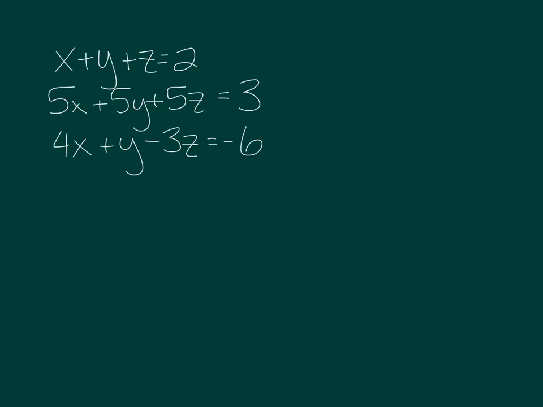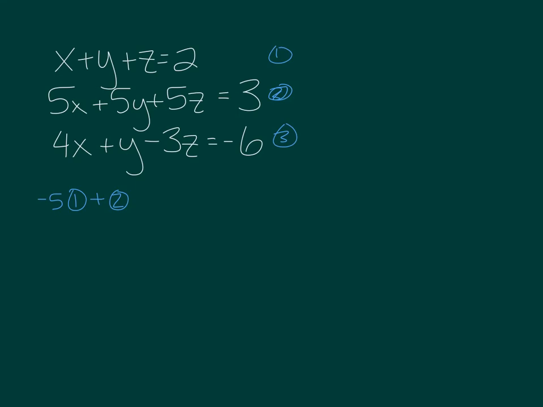Okay, our last example of the day is the system x plus y plus z equal to 2, 5x plus 5y plus 5z equal to 3, and 4x plus y minus 3z equal to negative 6. So there are no straightforward hints here, so we just have to make one work. So first thing I want to do, after I number my equations, is I think I'm going to multiply 5 times the first equation, add it to the second. Okay, if I multiply negative 5 times the first one, I would get negative 5x and then 5x, which is good. I'll go ahead and do that.